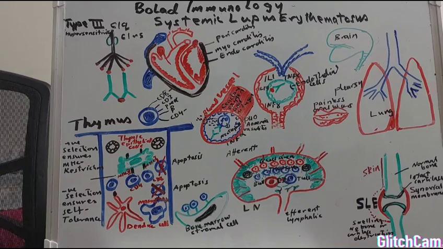Now I will also show you the immune dysregulation caused by loss of tolerance of B lymphocytes. This we have explained. Now I am going to explain T cell tolerance.